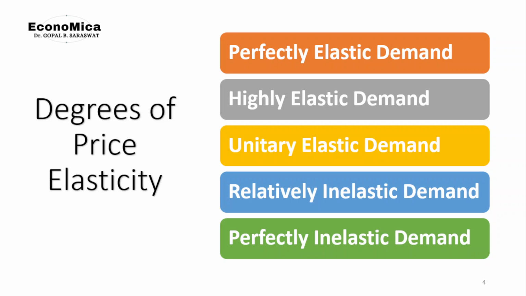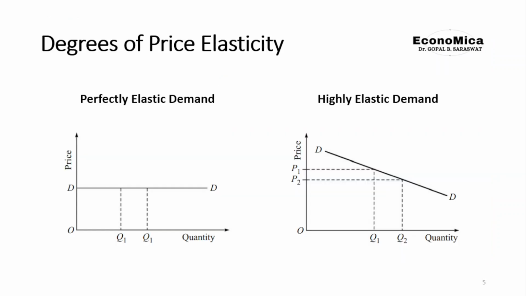Let's discuss the first two, perfectly elastic and highly elastic demand. In case of perfectly elastic demand, when a producer makes a change in its price, let's say it decreases its price, the whole demand of the market comes to this particular firm. This means that the demand becomes infinite, and vice versa. If it increases price, then the demand becomes zero.